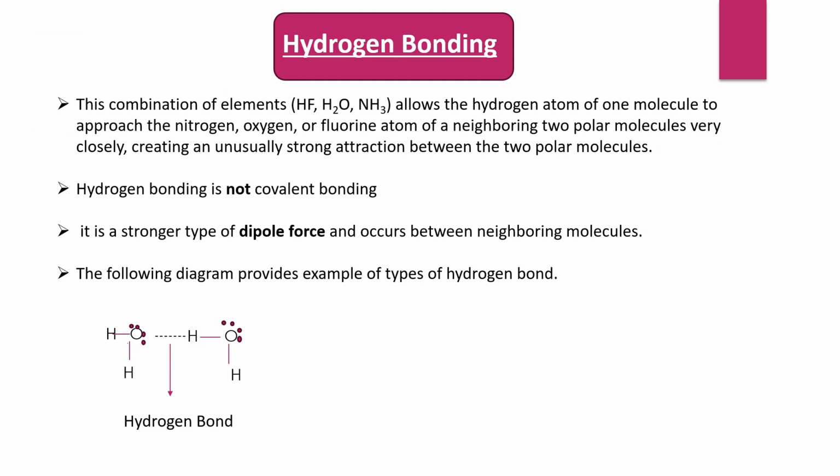This combination of elements in hydrogen fluoride, H2O and NH3 allows the hydrogen atom of one molecule to approach the nitrogen, oxygen or fluorine atom of a neighboring molecule very closely, creating an unusually strong attraction between the two polar molecules. Keep in mind that hydrogen bonding is not covalent bonding. It is a stronger type of dipole force and occurs between neighboring molecules. The following diagram provides examples of types of hydrogen bonds.